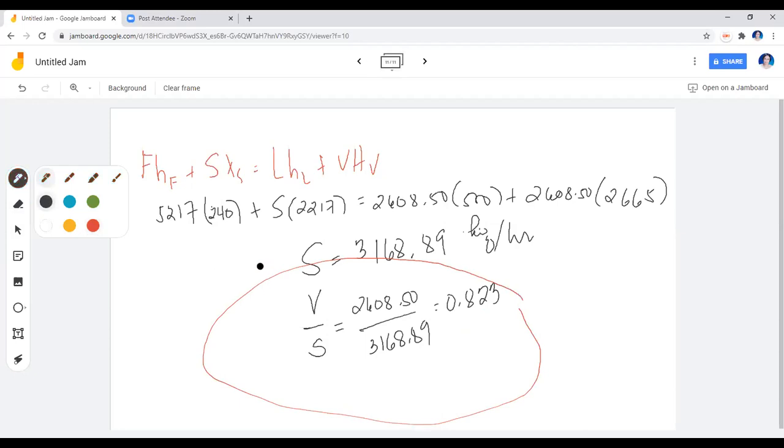Before I go to the next topic, do you have any question? Which part in the solution would you like to ask for clarification before I go to the next topic?